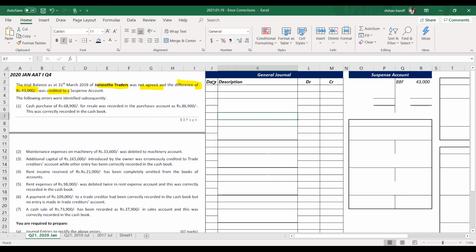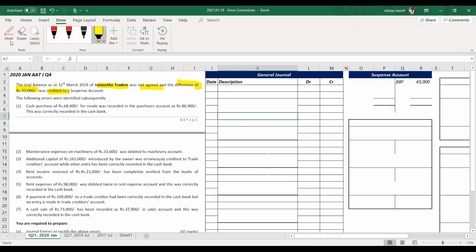Okay, so let's discuss the errors. Number one, a cash purchase of 68,900 for resale was recorded in the purchases account as 86,900. This was correctly recorded in the cash book. So what we can do is we will first do a working.